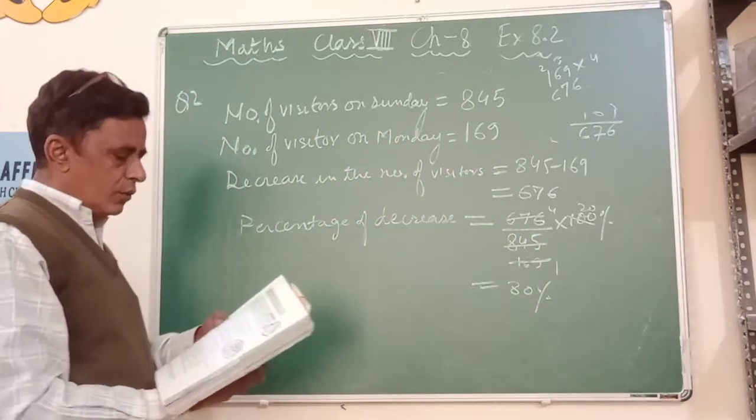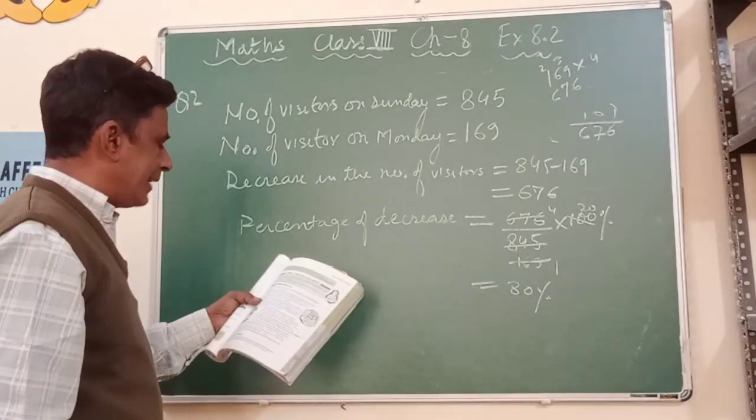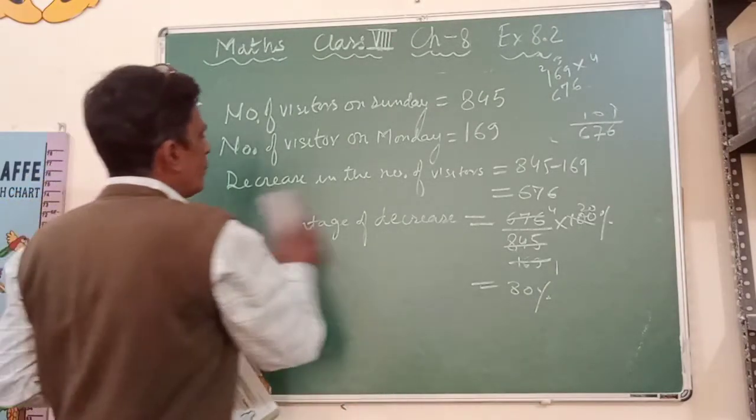This brings us to question number 3. A shopkeeper buys 80 articles for 240 rupees.